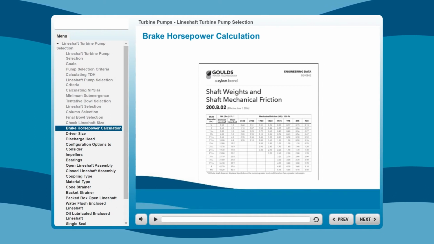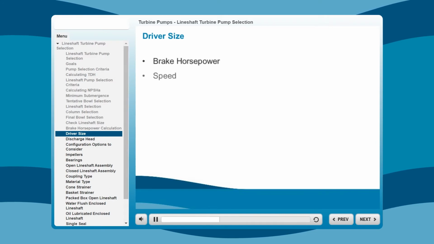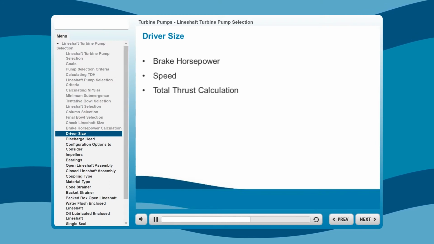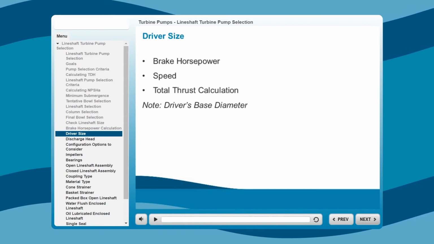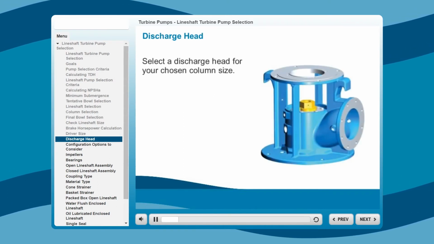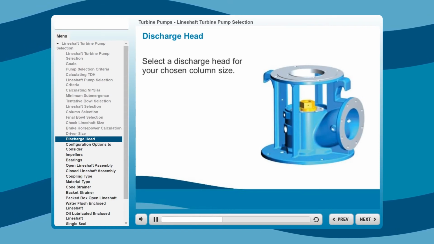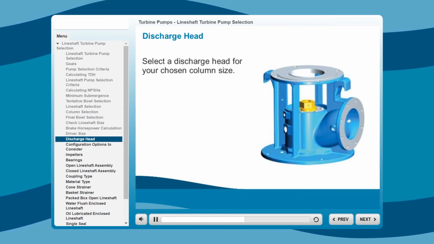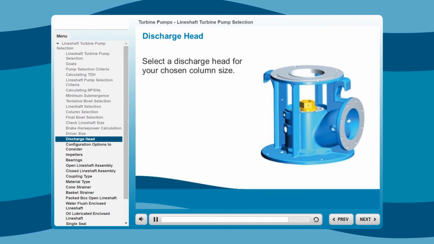Select the driver size based on the brake horsepower, speed, and your total thrust calculation, and note the driver's base diameter, or BD. Lastly, you want to select a discharge head for the column size you've chosen and the driver's BD dimension. For settings greater than 1,000 feet or pressures greater than 400 psi, consult the factory.